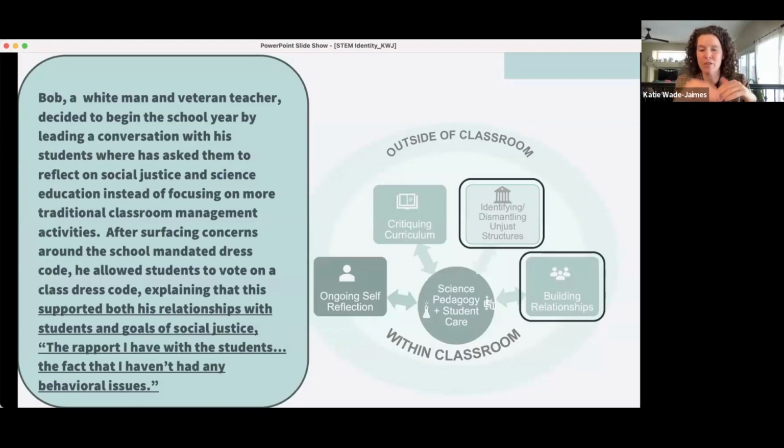And by doing this, he's allowing his students to engage in those science activities and perform a science identity, and bring in other personal or cultural identities that are valuable that they might be portraying through their clothes or their mannerisms or things like that.